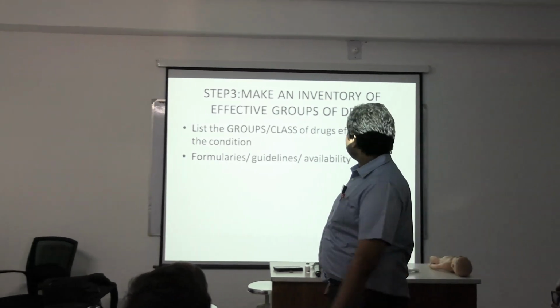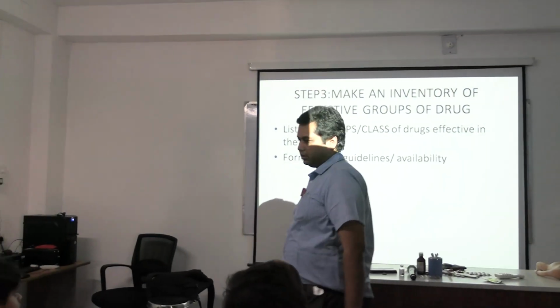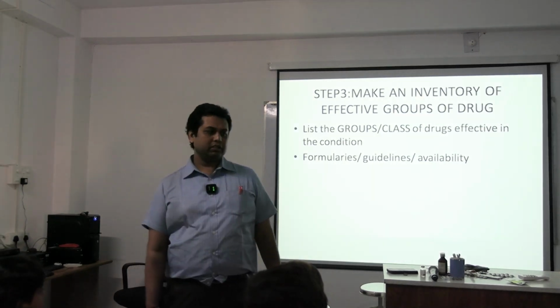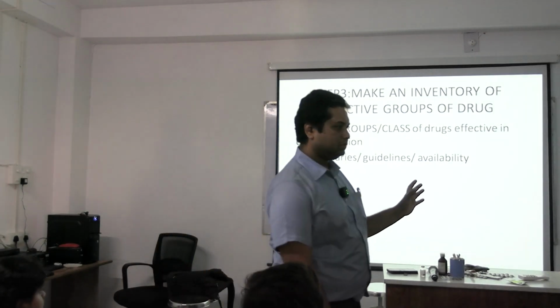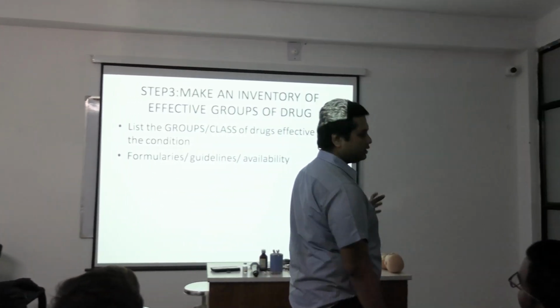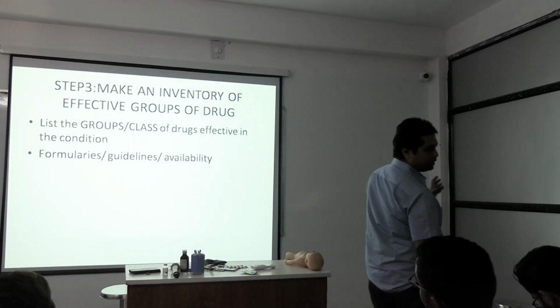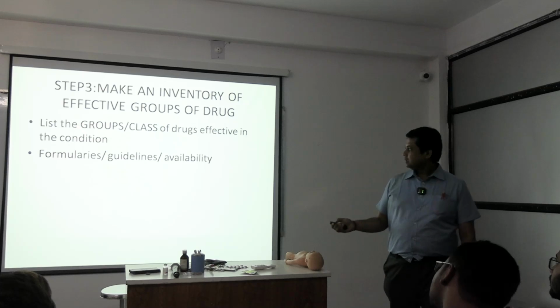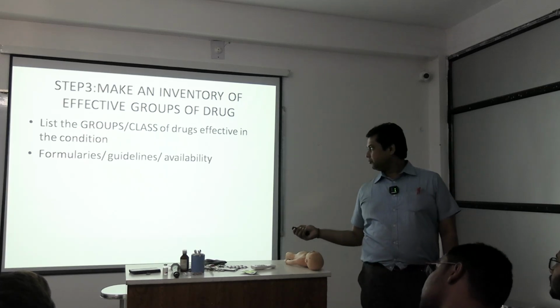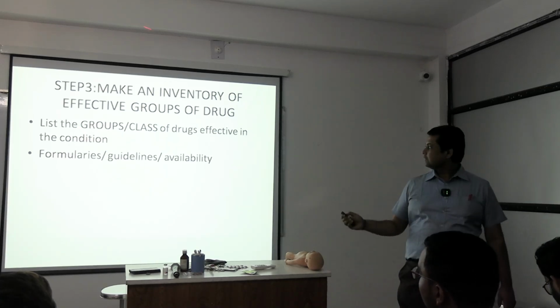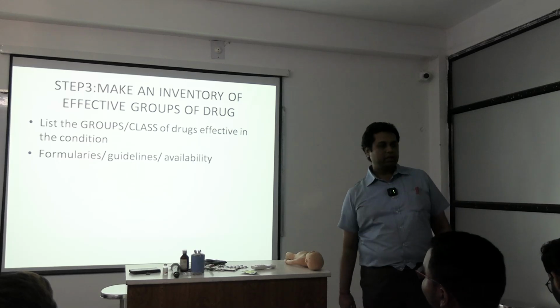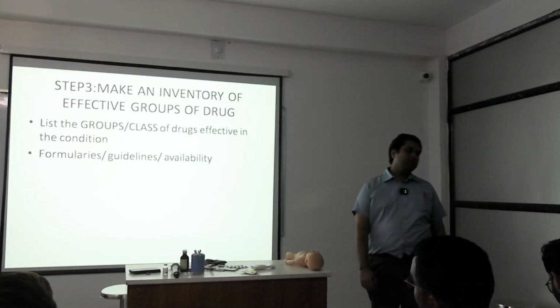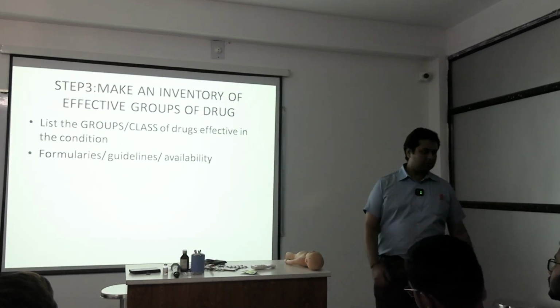Make an inventory of the effective group of drugs. So all the drugs that are effective in that condition, you must make a list. So the formulary is present, the guidelines available, and the availability in the market or the pharmacies.